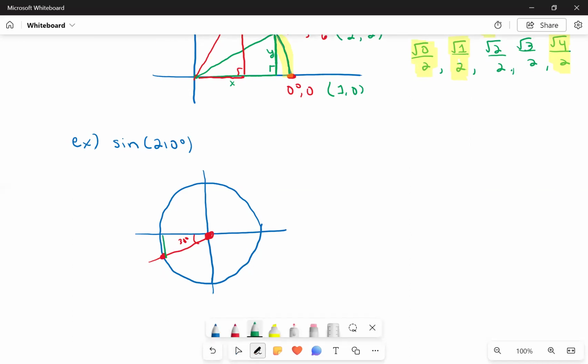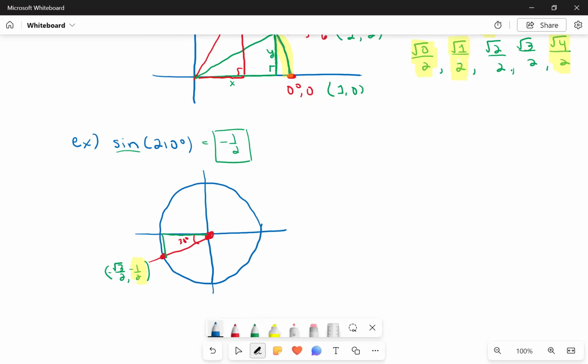And here we go. On this triangle, the long side is on the x-axis, the short side is on the y-axis. So the x value is going to be radical 3 over 2, and the y value is going to be 1/2, because radical 3 over 2 is bigger than 1/2. Now, because it's in the third quadrant, both of these values are negative. And because I want to find sine, sine is associated to the y value. So the answer is negative 1/2.